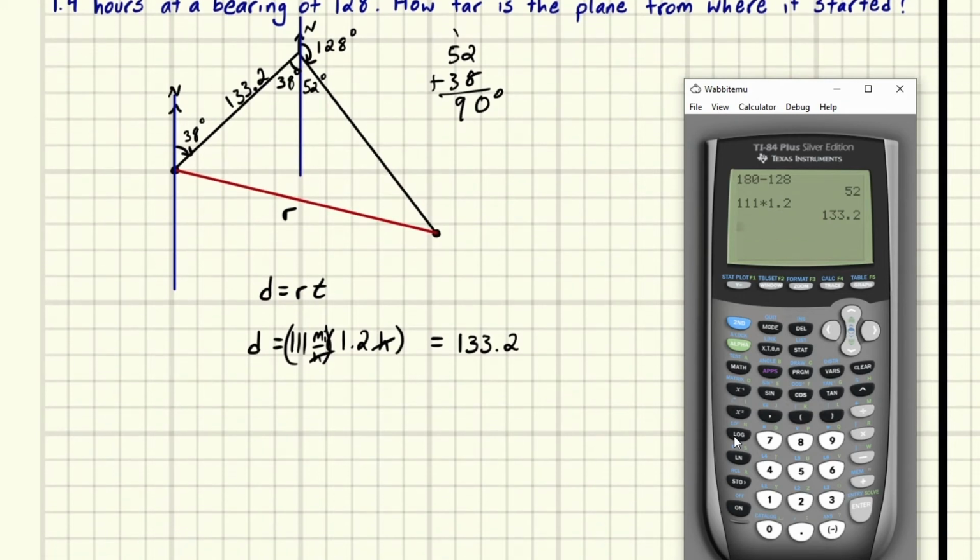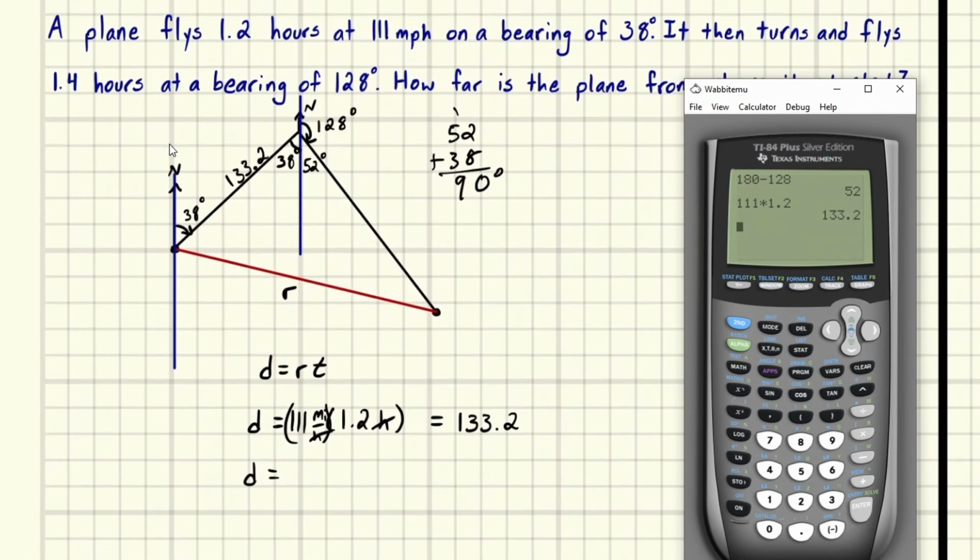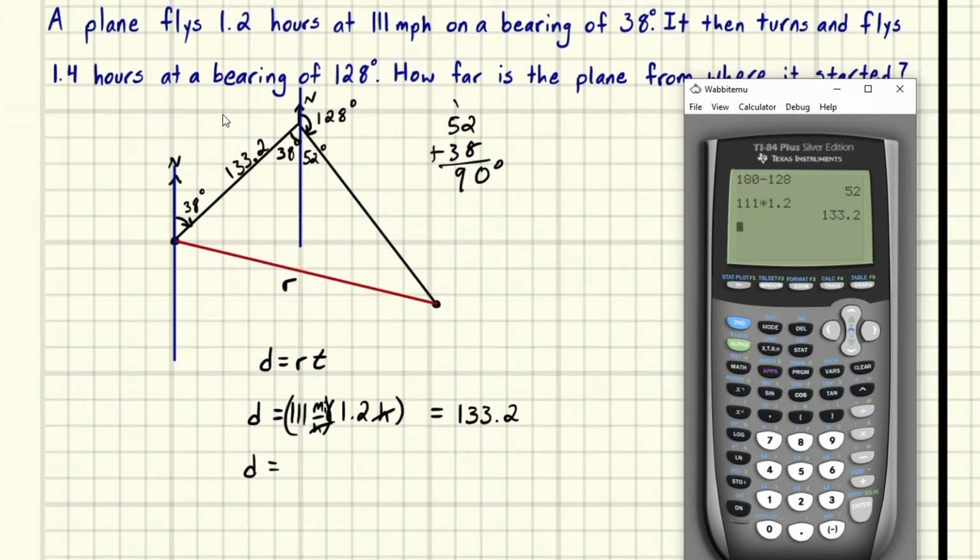Now for our second part of the journey, we turned and we went 1.4 hours, and we went at the same speed. I did not write that down, so that's going to be really hard to know, but it's supposed to be that we went at the same speed. So we're still going at 111 miles per hour. In fact, the lack of a mention of a change of speed would mean that we would need to assume that. So we're going to go 111 miles per hour, or I guess you could get up and ask the professor. And we're going to do times 1.4 hours.